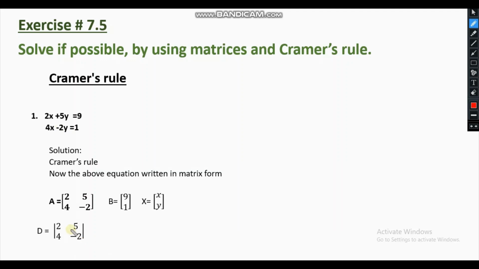First of all, the determinant. The D means determinant. We can find the mod, so we will find the determinant, and mod is also the same. It is denoted by D and represented as mod. We will find it for 2, 5, 4, minus 2. So in this mod we will multiply 2 by minus 2, and then minus 4 multiplied by 5. The minus sign already comes from the formula. So again we will solve this equation.